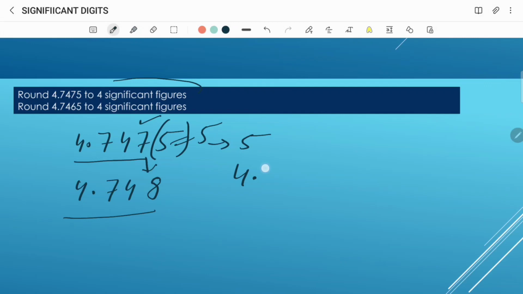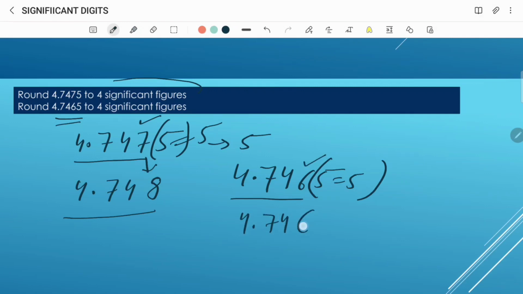In case of another example, let us take this over here, 7465. Up to 4 significant digits means up to 6, and this over here is equal to 5, and the number before that is even, so it will remain unchanged, and this is our answer.